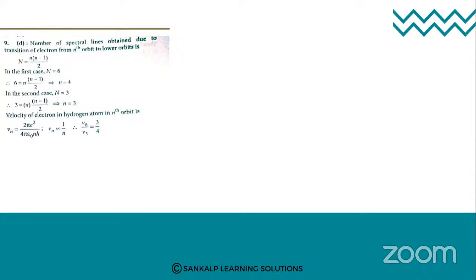See, how to calculate the number of spectral lines here. The number of spectral lines obtained due to the transition of an electron from the nth orbit to the lower orbits is, capital N indicates the number of spectral lines. So capital N is equal to n into bracket n minus 1 divided by 2. So here the small n will be how many transitions it can have. So in the first case, it is having 6 transitions. So capital N is the number of transitions.